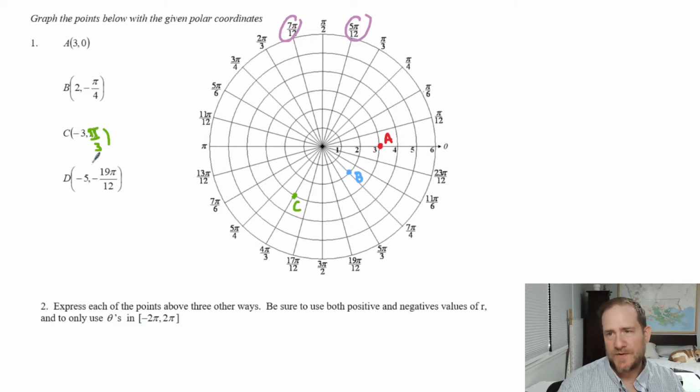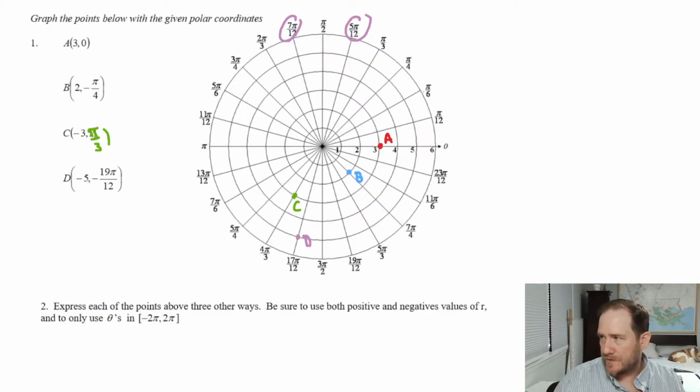Then of course it says go 5 units, and we know that we will go 5 units the opposite way. So we'll go 1, 2, 3, 4, 5. And we'll get a point here called D. So there's our 4 points plotted on the coordinate plane.